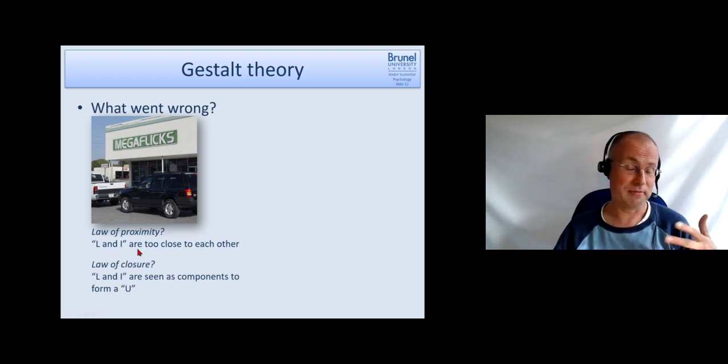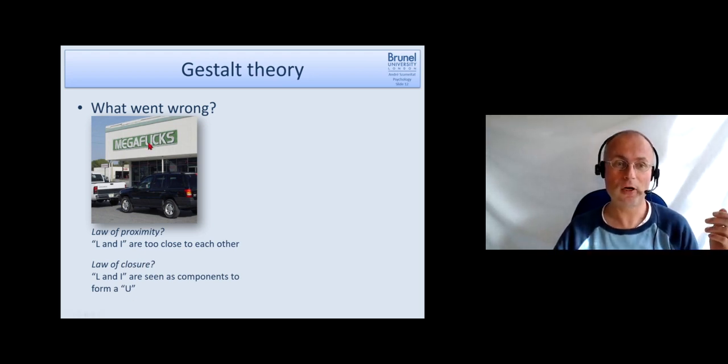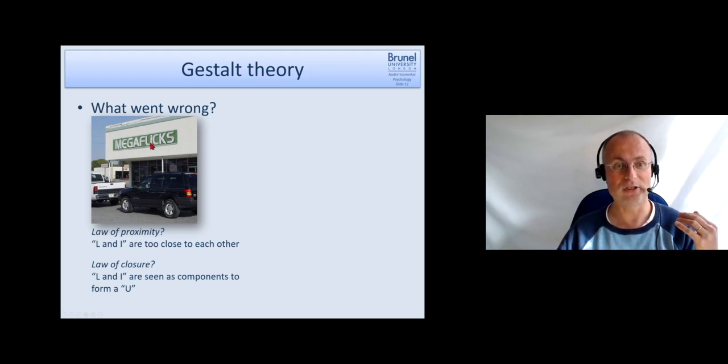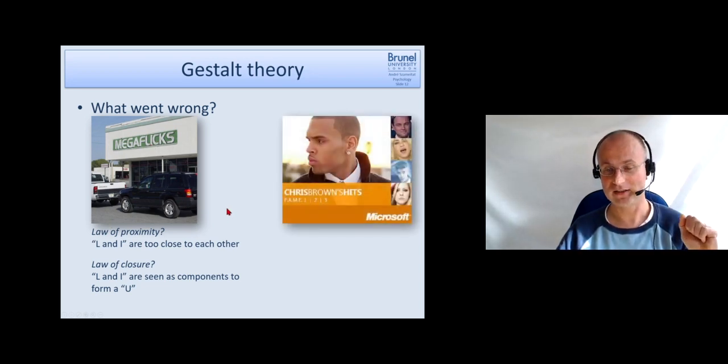Alternatively, or maybe at the same time, the law of closure may work, and our perceptual system may interpret that as the letter U, which is just broken up a little bit. So it completes that. Let's have a look at the other example.